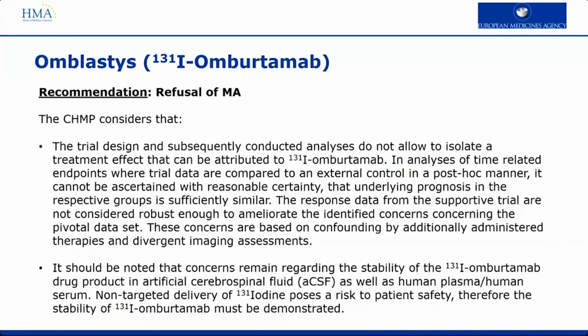A favorable effect for iodinated omburtamab was not demonstrated, and the safety profile cannot be sufficiently characterized for the reasons already stated. And the CHMP considered that the benefit-risk balance of Omblastis was unfavorable. This is therefore a good example of a failed single-arm study. In the grounds for refusal depicted in this slide, the CHMP noted all these concerns identified that do not allow to adequately establish efficacy, and also noted some quality aspects, namely the stability of the active substance once administered, that could pose serious concerns, precluding approval. And I hand it back to Sabine.